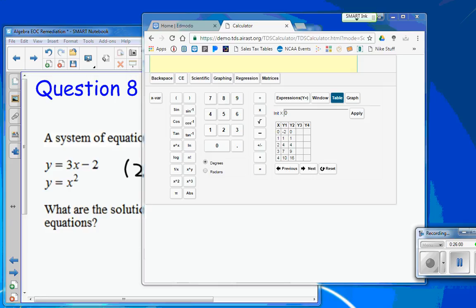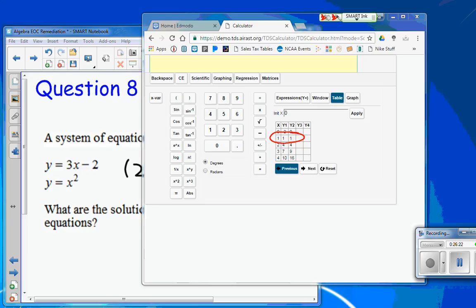Where do you see that the y values are once again the same? It was right in front of me and I couldn't see it. Right here, at 1, 1. So my two solutions are 1, 1 and 2, 4.